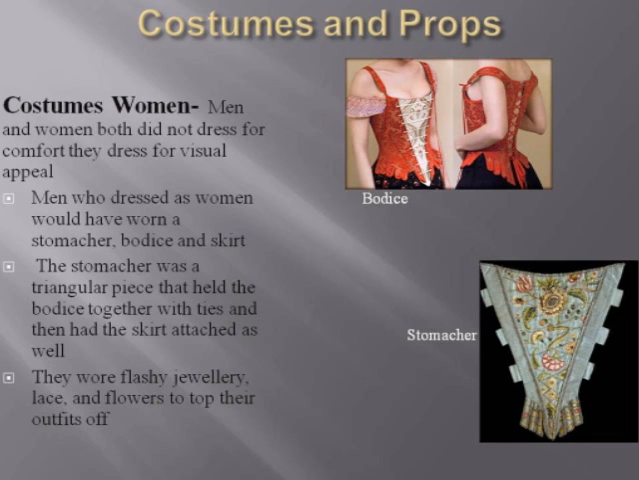Costumes and props. Women's costumes. Men and women both did not dress for comfort. They dressed for visual appeal. Men who dressed as women would have worn a stomacher, bodice, and skirt. The stomacher was a triangular piece that held the bodice together with ties, and then the skirt was attached as well. They wore flashy jewelry, lace, and flowers to top off their outfits. On the pictures on the right, you will see a stomacher, which is the triangular piece, and the bodice on the top.